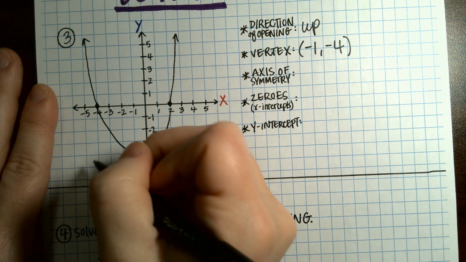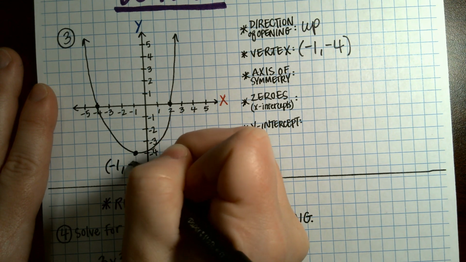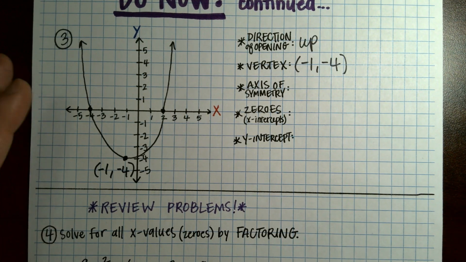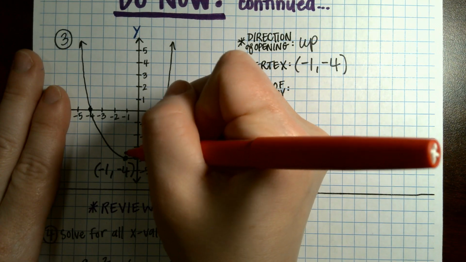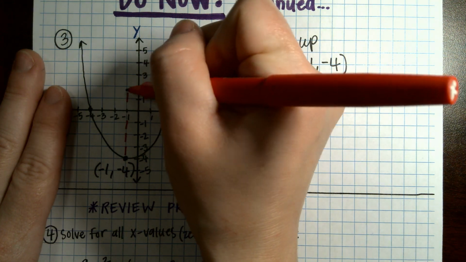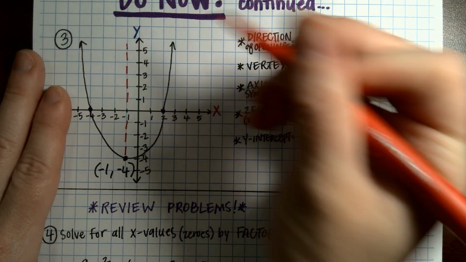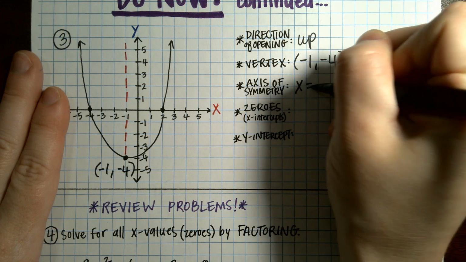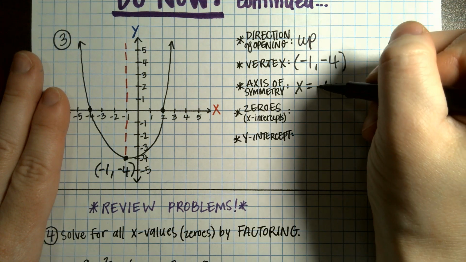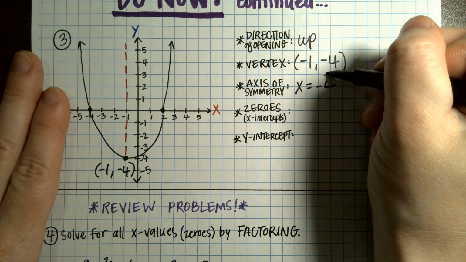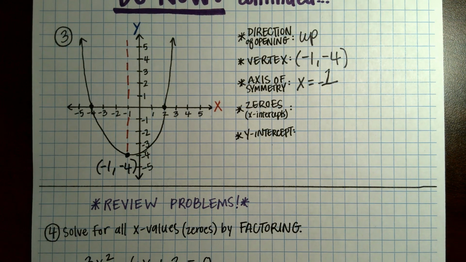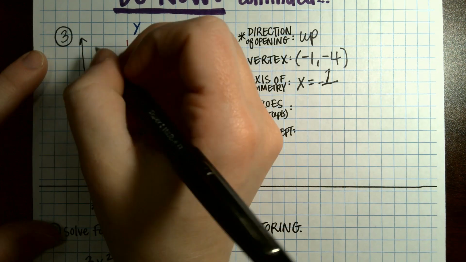I'm going to label it on my graph as well. -1, -4. How about my axis of symmetry? -1. Yeah, x equals -1. Right there. I'm trying to write negative, there. -1. How about my zeros, my x-intercepts? -4 and 0, 2 and 0.